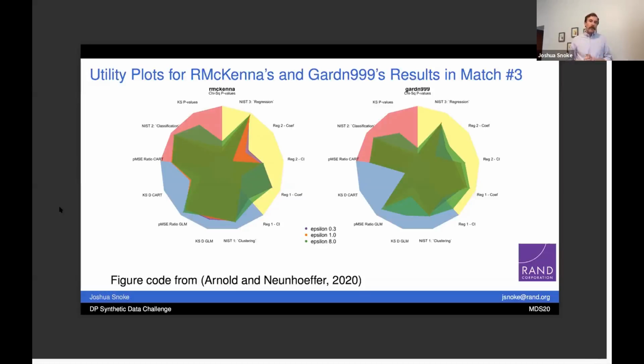I also will highlight here, you can see the point I was making about R. McKenna performed the best, particularly on the red and the blue type of metrics, which were the distributional ones, whereas Garden 99 on the right did better on the correlation-based ones, which were the yellow. So these plots are just a nice way, I think, to visualize a lot of information all at once.